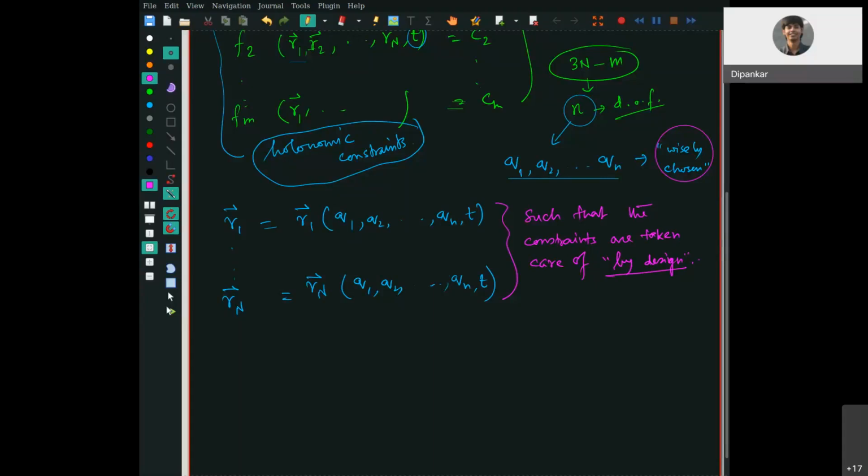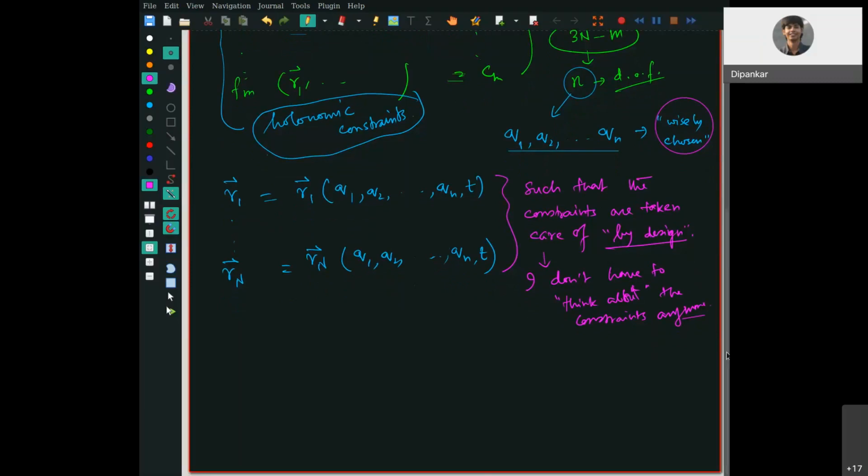anymore. So let me put it this way: I don't have to think about the constraints anymore. I will give you one example. How can I do that? But if I can do that, I will call these Q1, Q2 my generalized coordinates.